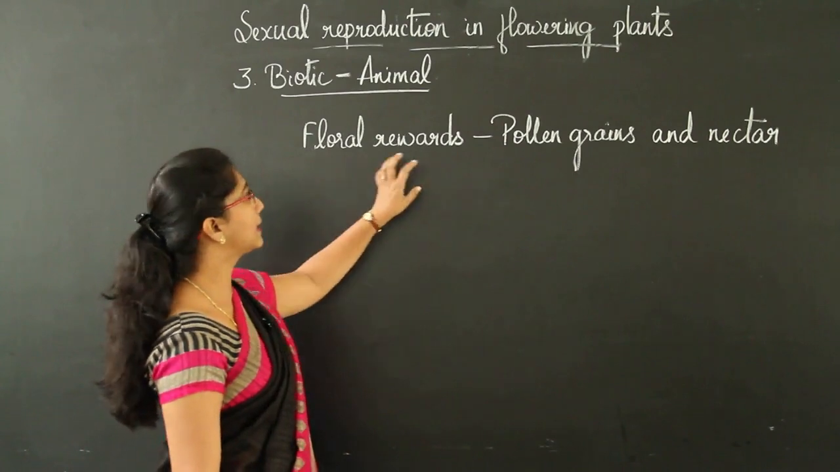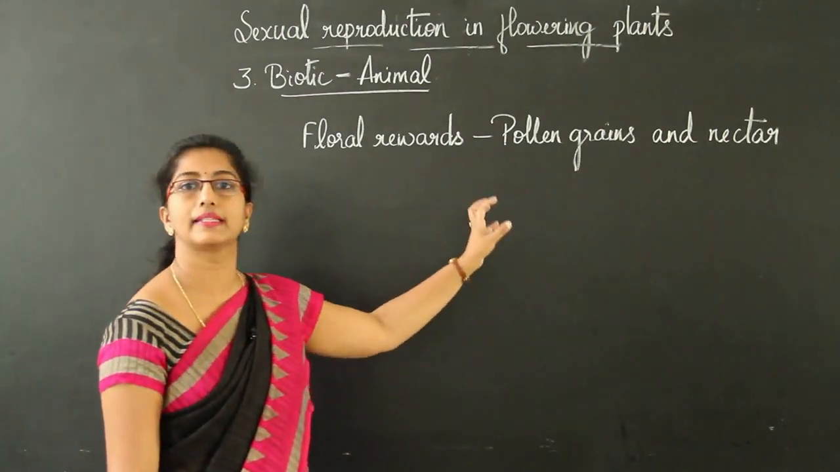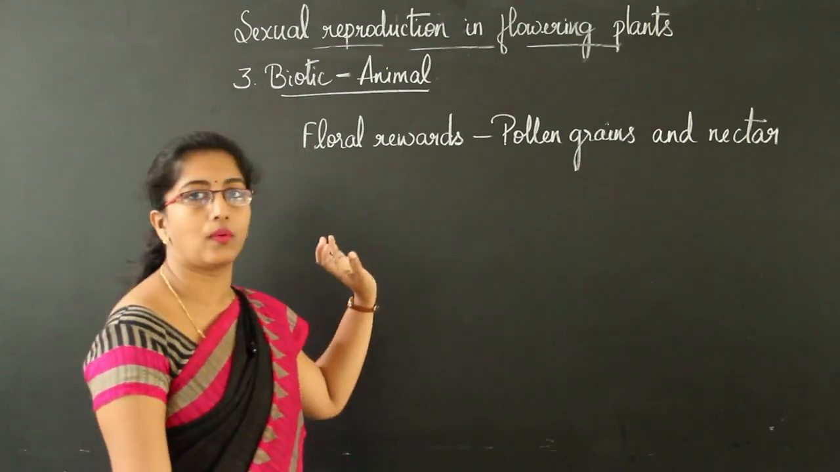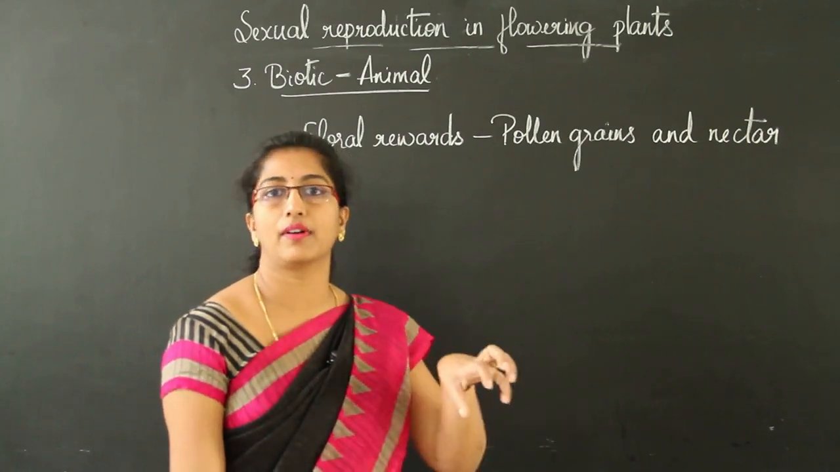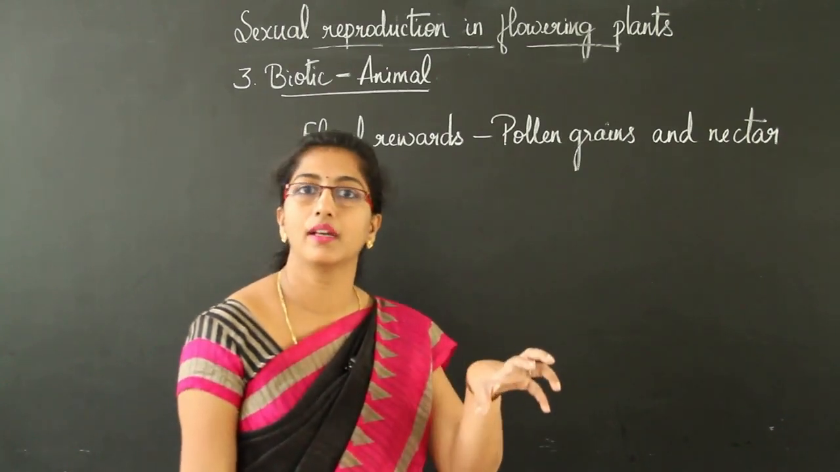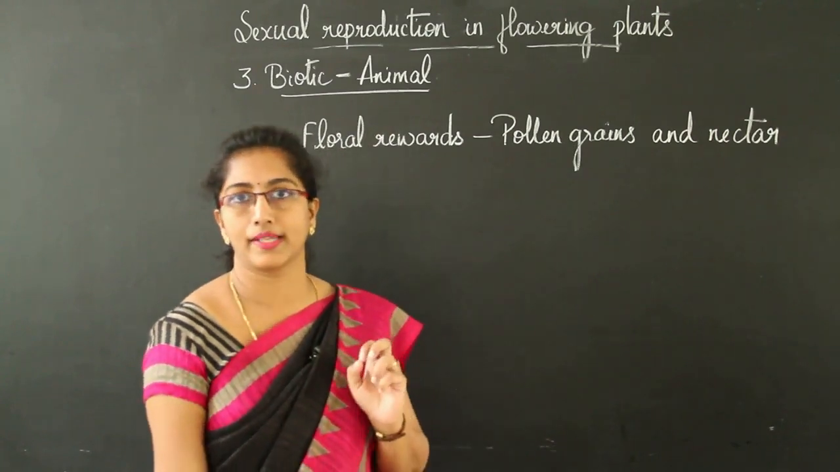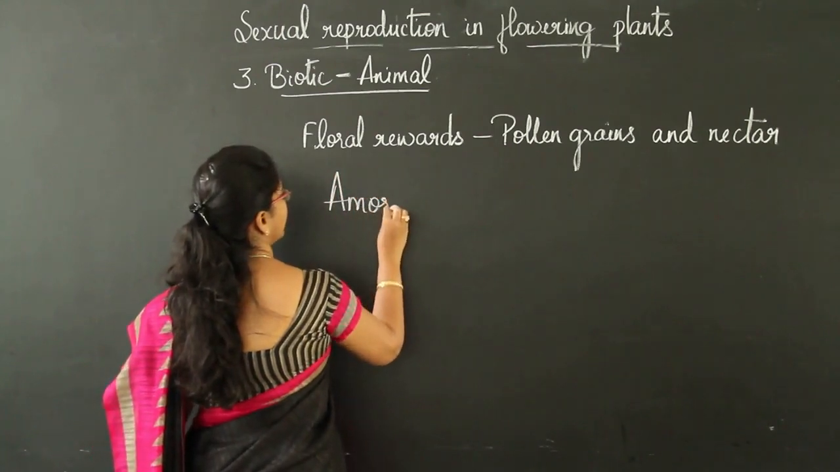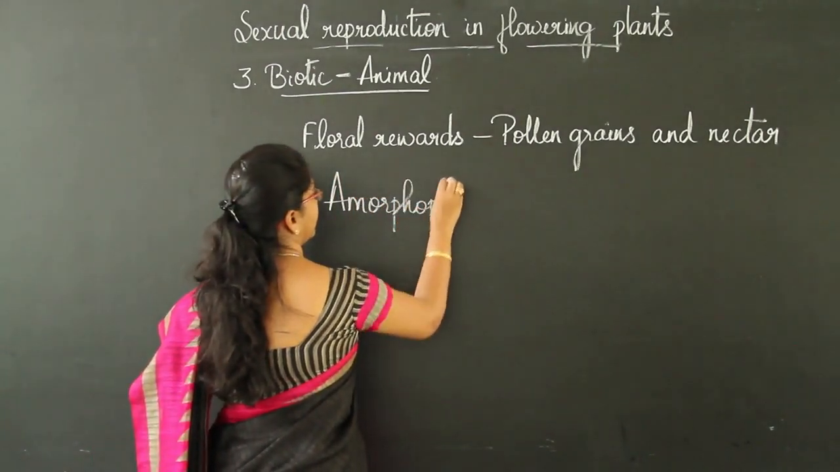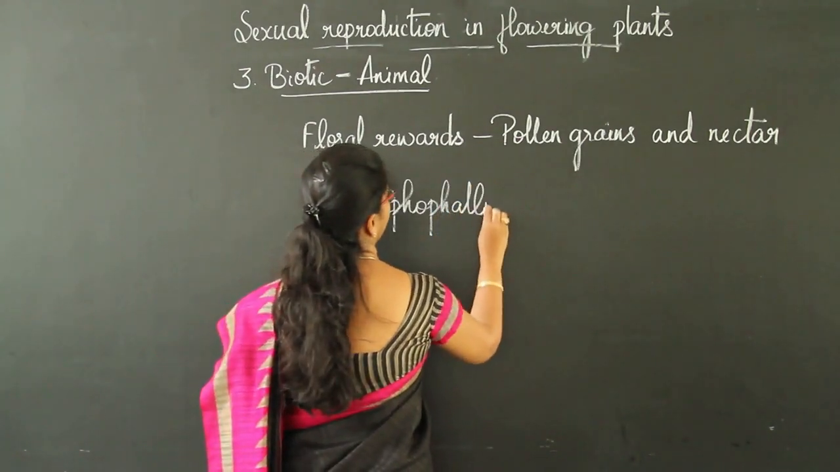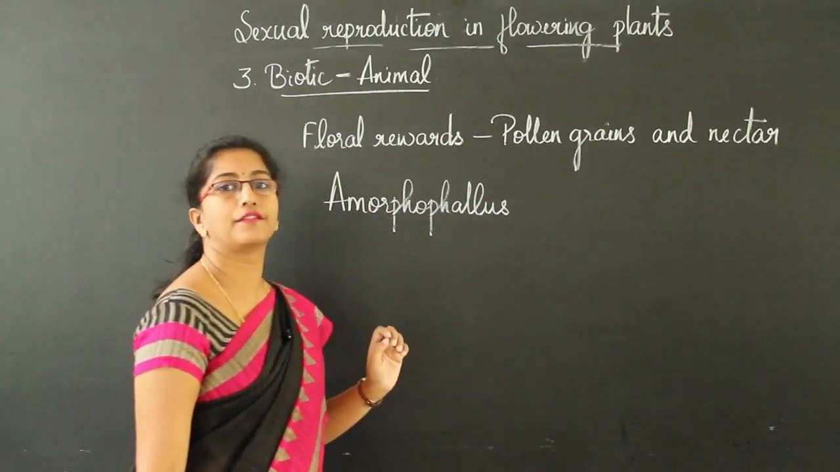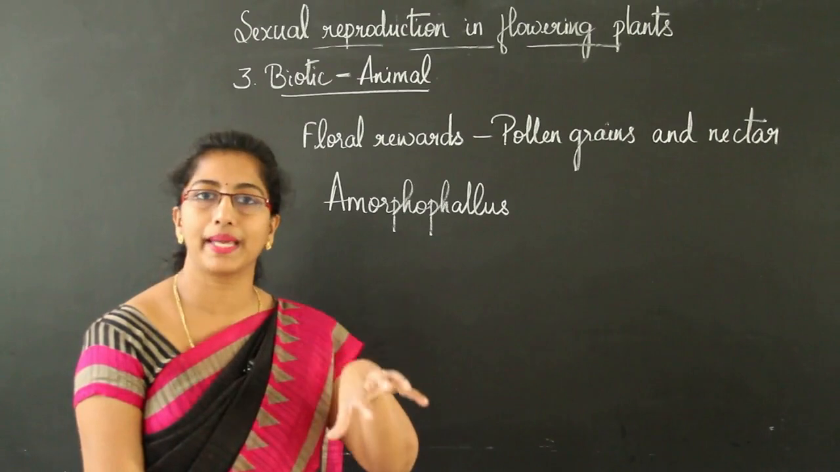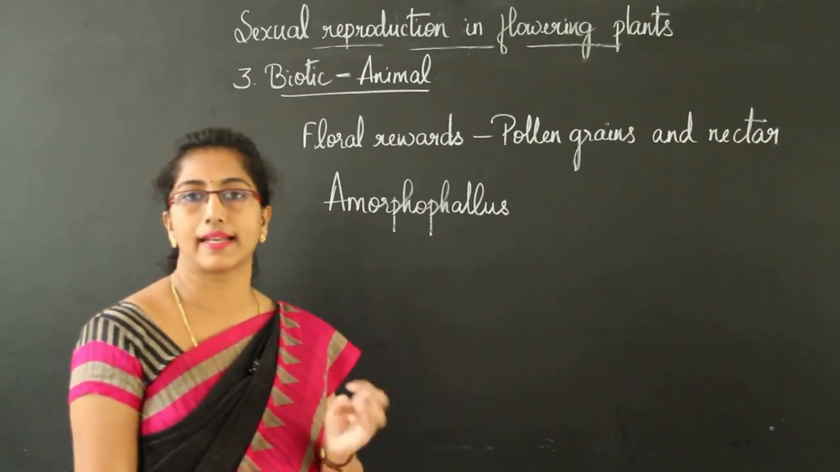Now these floral rewards are not only pollen grains and nectar. In some species the floral reward can be space provided for the insects to lay eggs. That we see in the largest flower, Amorphophallus, where the flower itself is almost 6 feet. They provide space within the ovary for the insects to lay eggs.